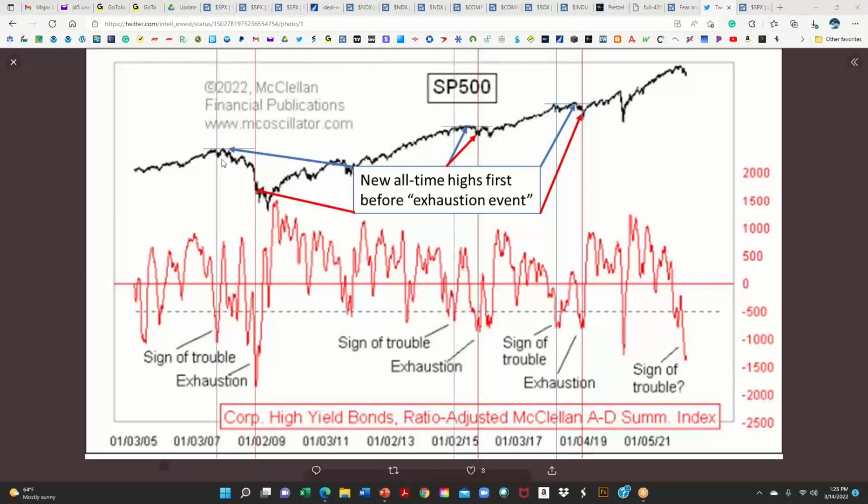It happened here in 2007. It happened here in 2014-ish. It happened here in 2016. And again, look how oversold the current market is, more so than 2020, almost close to 2009. If we use the analogy of a beach ball being held underwater, eventually that beach ball will breach. So then I looked at what the market does after the sign of trouble. It made a new all-time high. It made a new all-time high. It made a new all-time high.